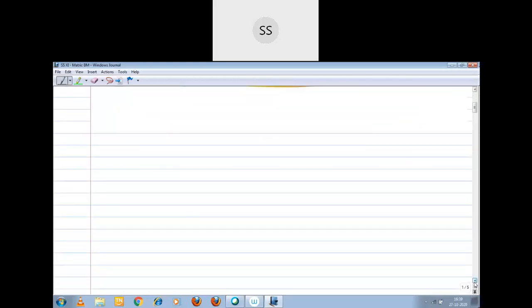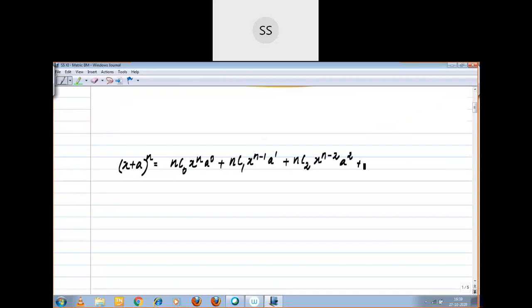First, I'm going to recall the formula, right? What formula? Already I have discussed with you, right? (x + a)^n = nC0 x^n a^0 + nC1 x^(n-1) a^1 + nC2 x^(n-2) a^2 + etc. + nCn x^0 a^n.